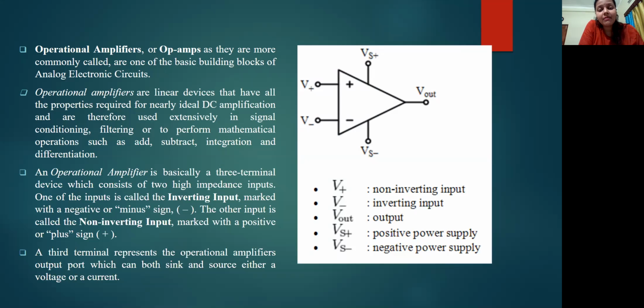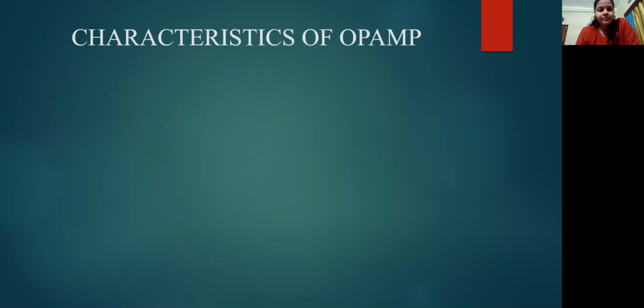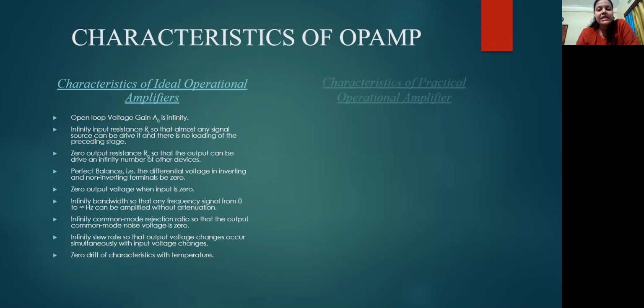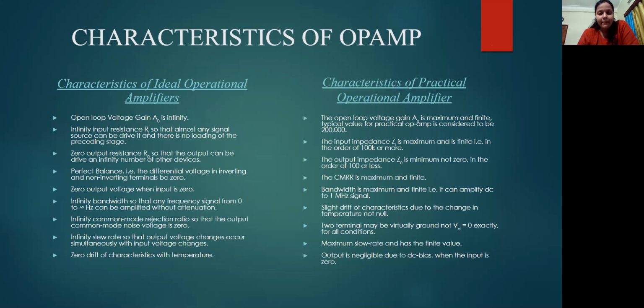Yes, we have already discussed that in analog electronics, we mostly deal with analog signals. That signal may be in terms of voltage or current. So the output of op-amp will be either voltage or current. These are some characteristics of op-amp.